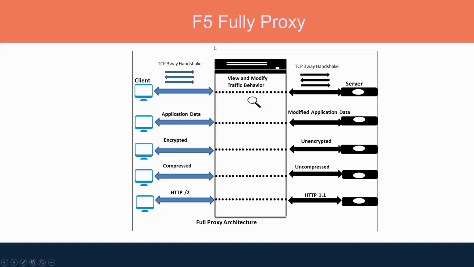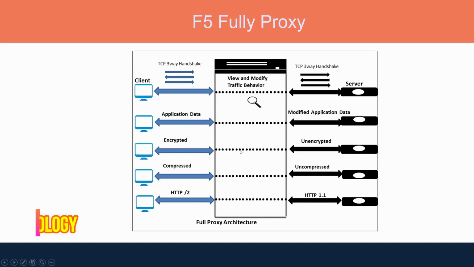Now, if I talk about F5, you know that it can work as a full proxy, where the user could request a three-way handshake, and F5 could do the three-way handshake to the backend server on behalf of the user. The user could send some application data. F5 can modify that application data and send it to the backend server. The traffic between F5 and the user would be encrypted. However, on the backend, maybe the traffic is unencrypted.